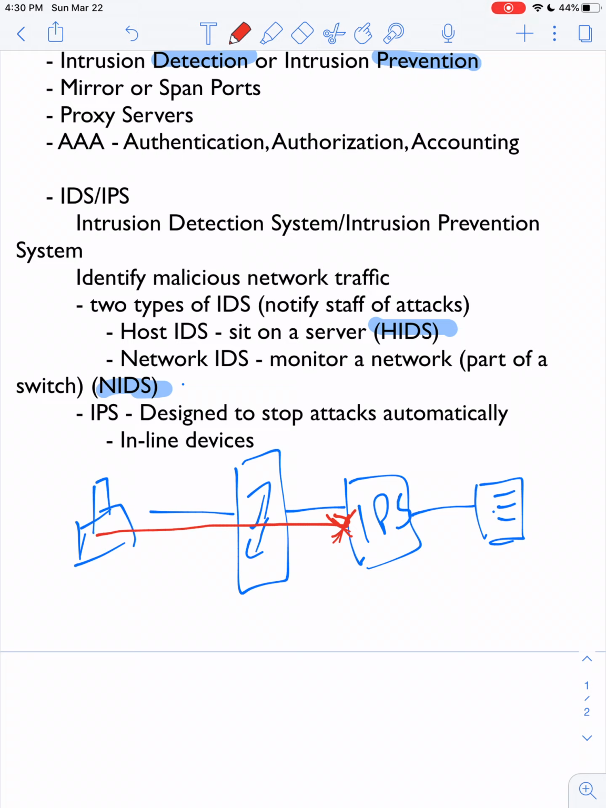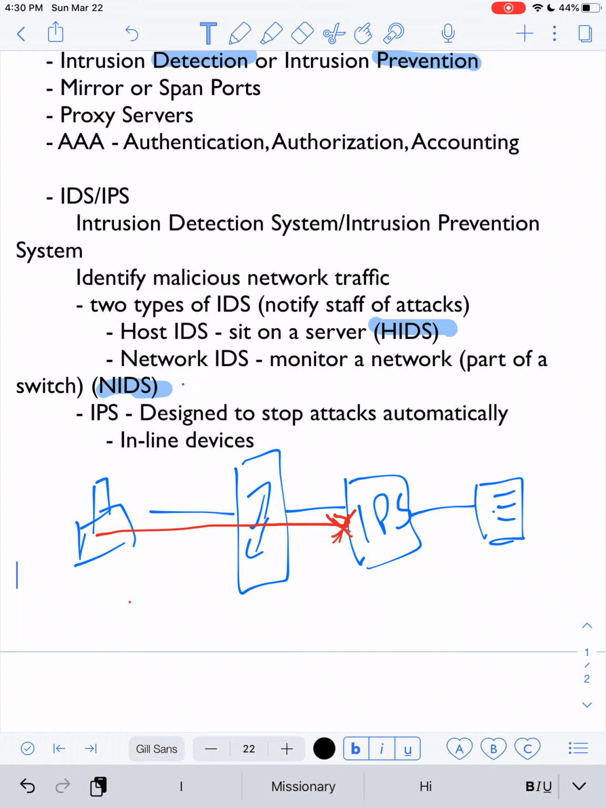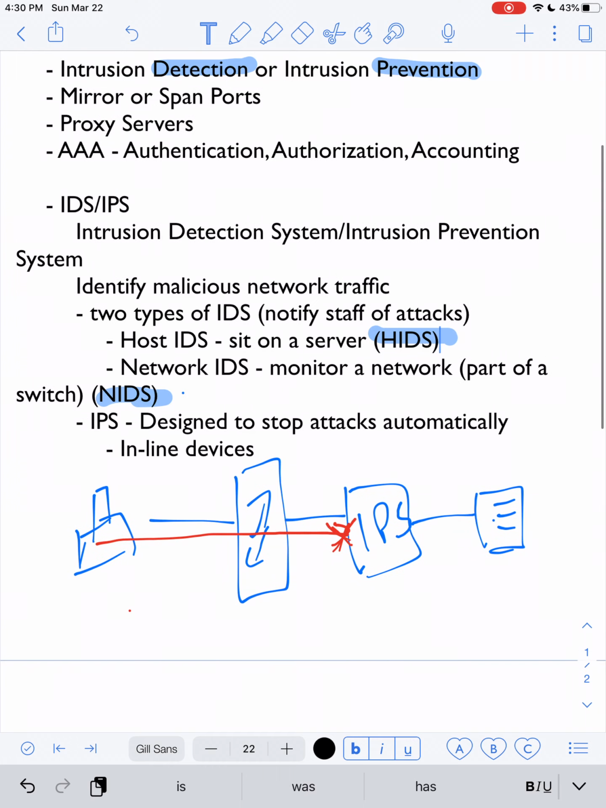Now, just like with the host IDS, we can have a host IPS. And they do different things, but those are the two types of systems we do have.